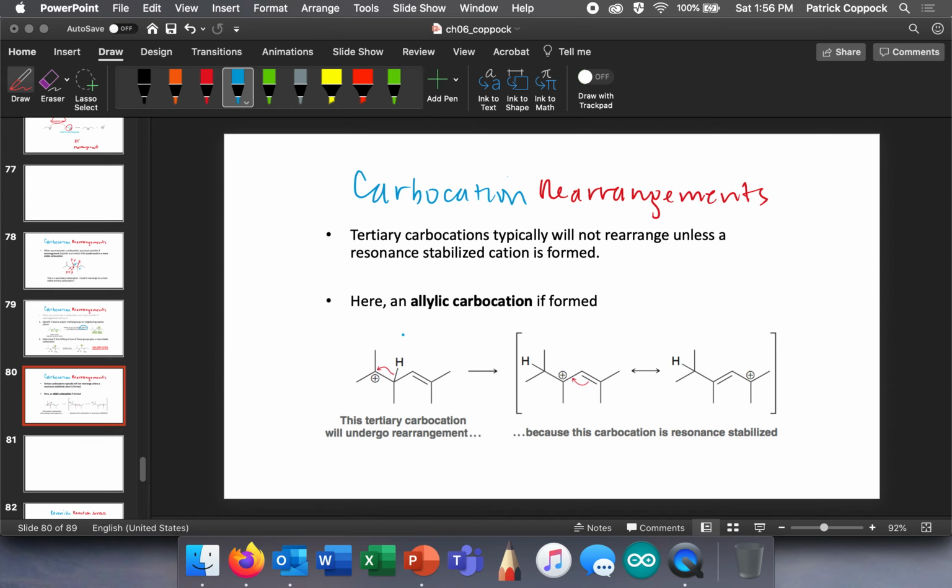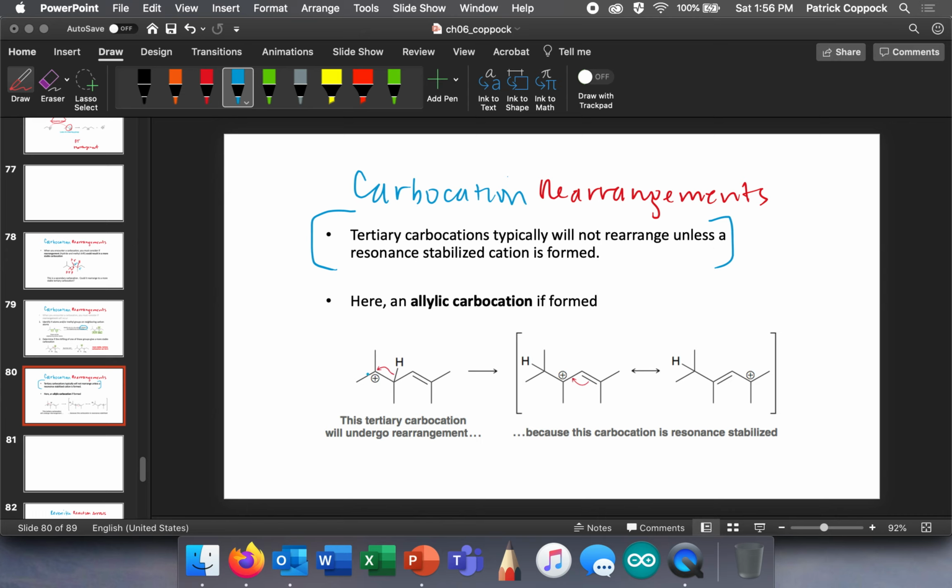Now, tertiary carbocations typically will not rearrange unless a resonance stabilization is formed. So if you see a tertiary carbocation, your alert for rearrangement sort of goes down, because you typically won't rearrange unless resonance is possible, right?